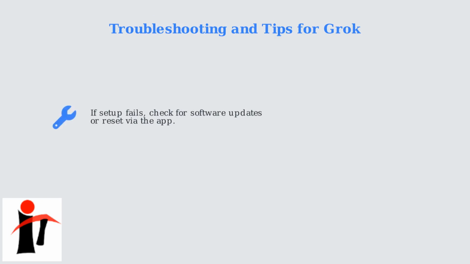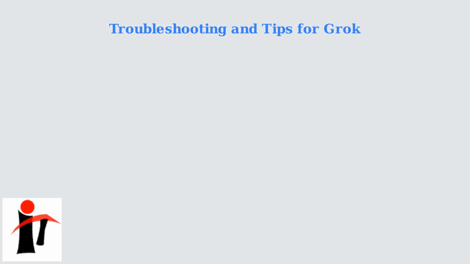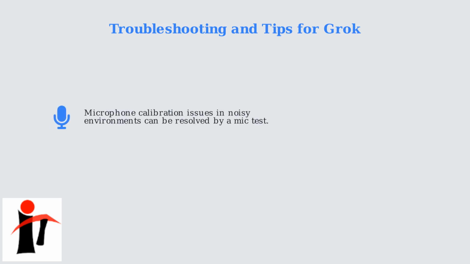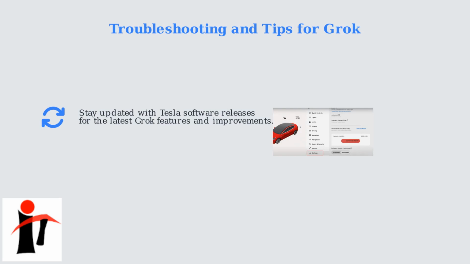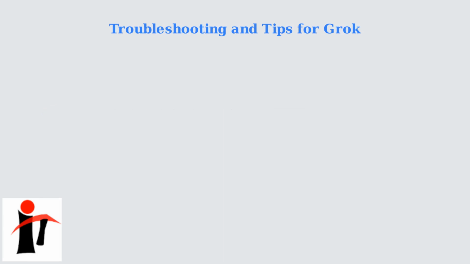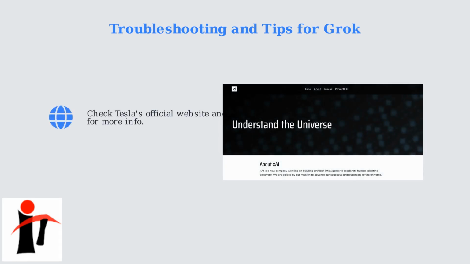Troubleshooting and tips for Grok. If setup fails, check for software updates or reset via the app. Microphone calibration issues in noisy environments can be resolved by a mic test. Ensure commands are clear, as Grok will prompt for clarification on ambiguity. Stay updated with Tesla software releases for the latest Grok features and improvements. Check Tesla's official website and xAI blog for more info.